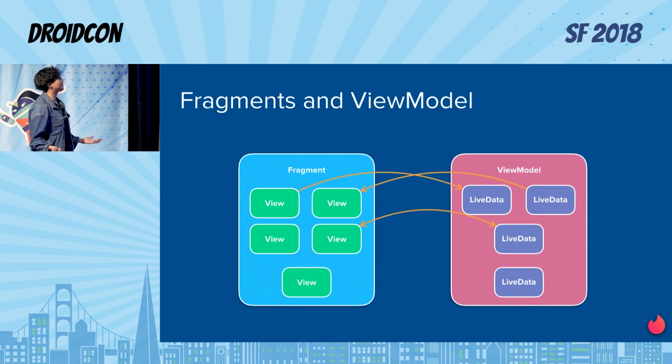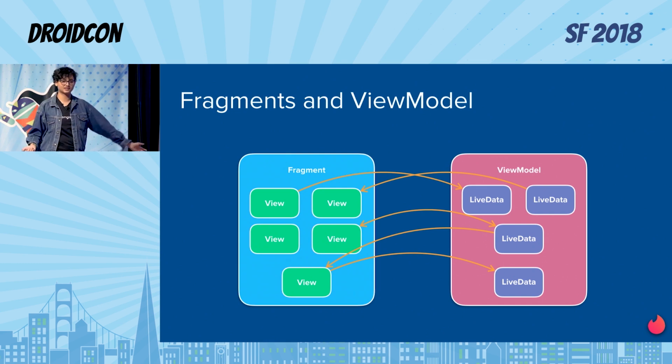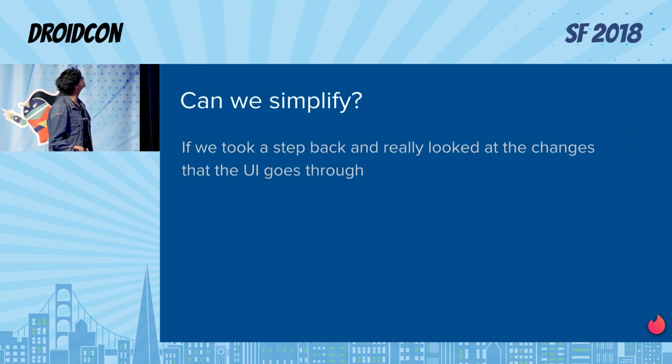They might be one-to-one, they might be one-way, they might be two-way. But the point is that as you start adding more views to the left-hand side, you're probably going to have to add more complexity to the right-hand side. So can we really simplify this? There's got to be something here that we can group together or distill or generalize.